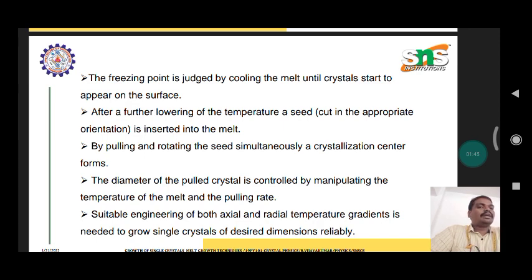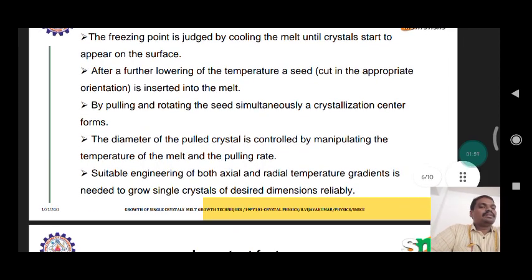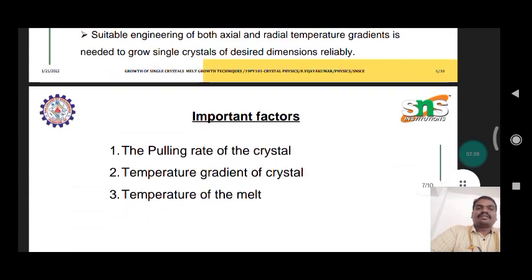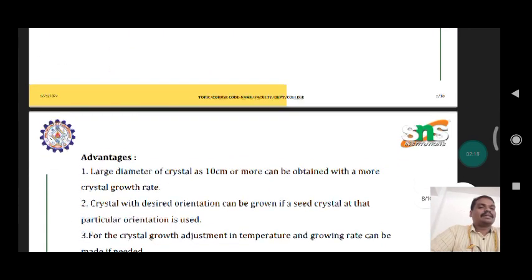By pulling and rotating the seed simultaneously, a crystallization center forms. The diameter of the pulled crystal is controlled by manipulating the temperature of the melt and the pulling rate. Suitable engineering of both axial and radial temperature gradients is needed to grow a single crystal. Important factors of this method: the pulling rate of the crystal, the temperature gradient of the crystal, and the temperature of the melt.